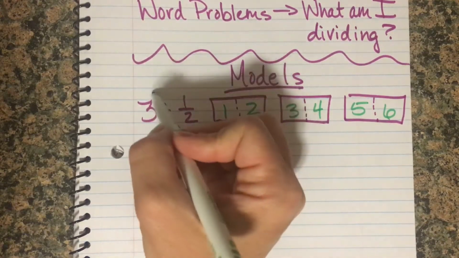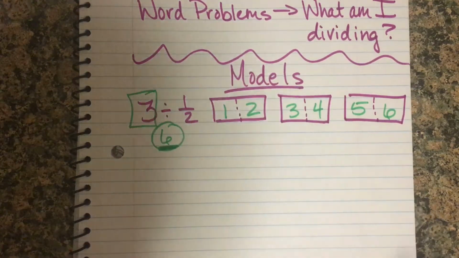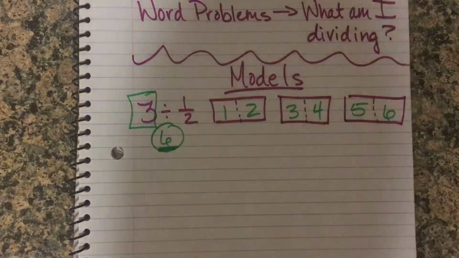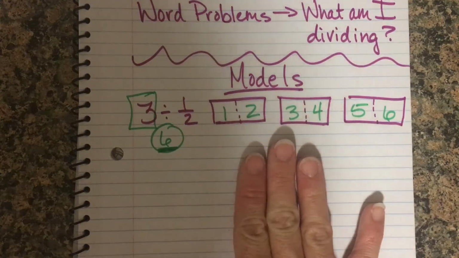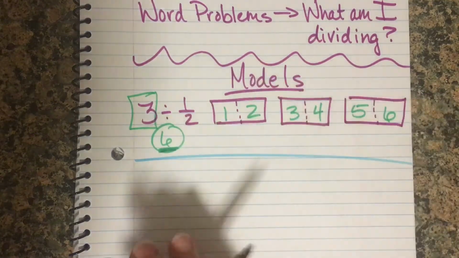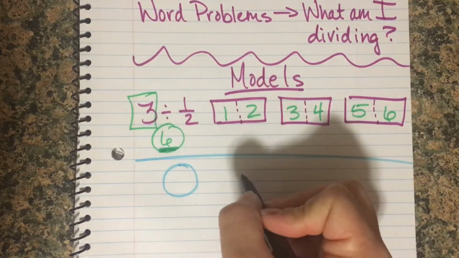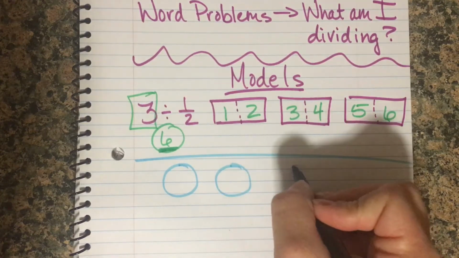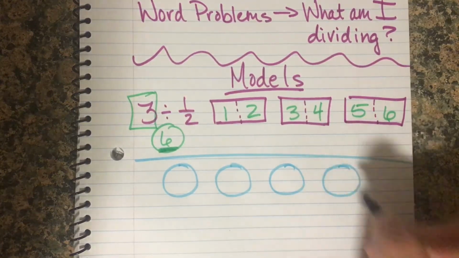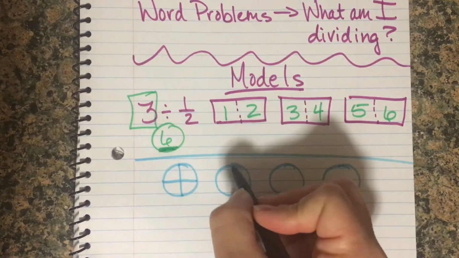And when I do a whole number divided by a fraction, I'm always going to have a larger whole number for my answer every time. So this is one example of a model. Another example is when they draw circles. This is another model, and I'm going to split them into fourths.